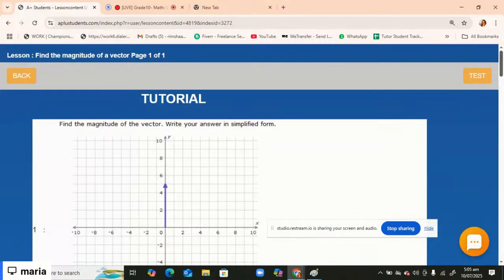So how to find the magnitude of the vector on the graph? This is basically the magnitude of a vector that we are going to find on the graph. So let's discuss some test questions from that.